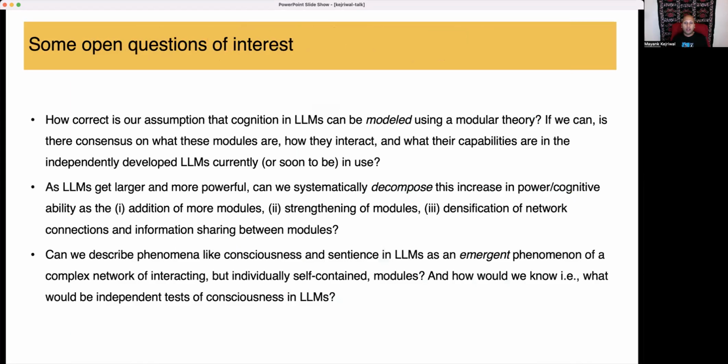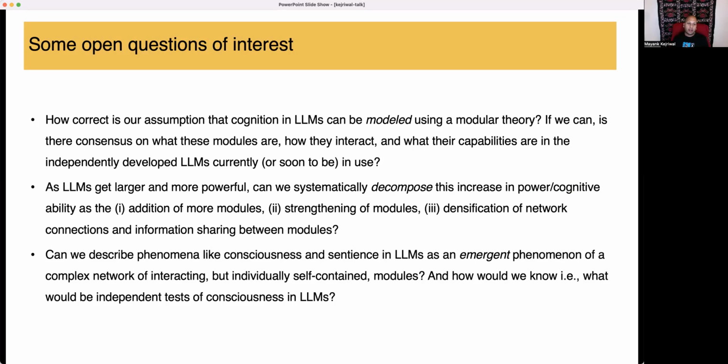So some open questions of interest are, how correct is our assumption, first of all, that cognition in LLMs can be modeled using a modular theory? This is not settled, in that the LLM can be thought of as a set of informationally encapsulated modules that interact with each other. I don't think that anyone in the AI community believes this to be settled, and so this is the question that really arises: can that model really be applied to LLMs?